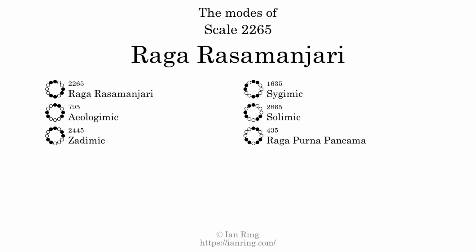The sixth and last mode is scale 435, also known as Raga Rasamanjari. It sounds like this.